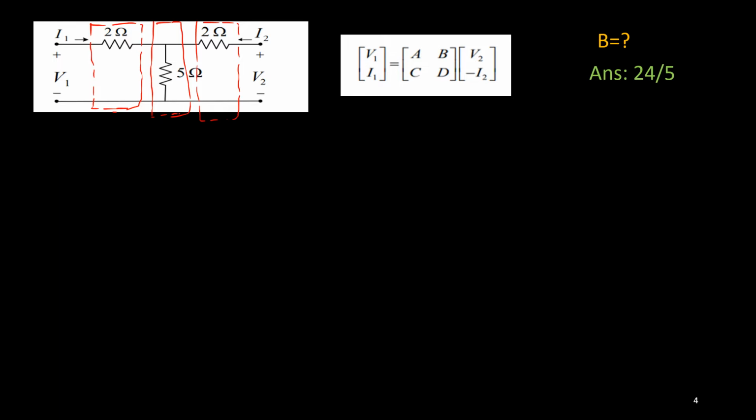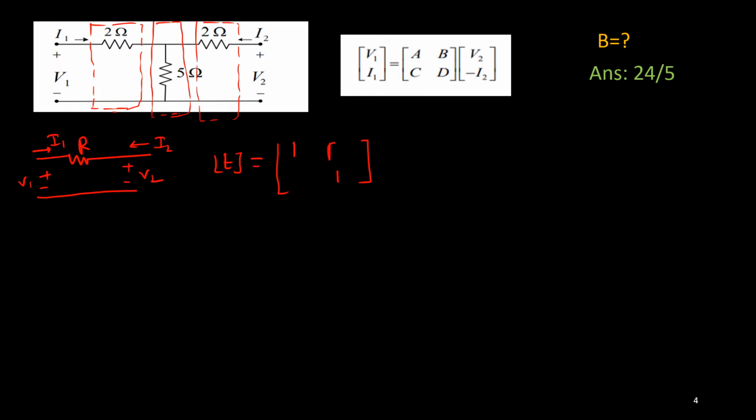For that, we have discussed that if you have a single element network like this, this is your R, this is V1, this is V2, this is I1, and this is I2, then the T matrix is very simple to calculate. Its values are 1, 1, the resistance R, and 0.